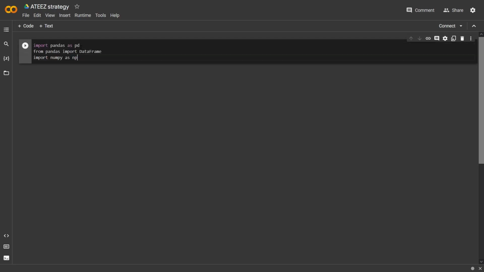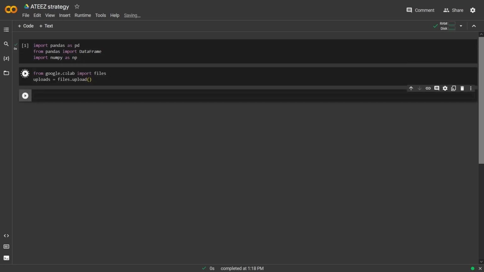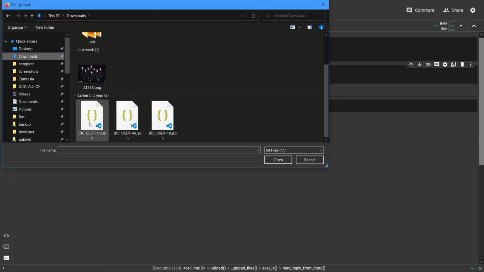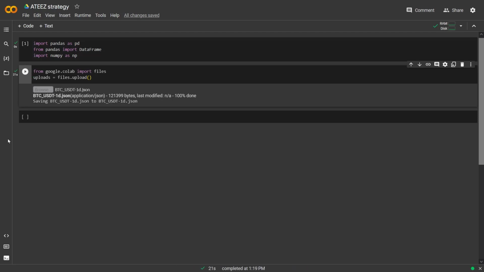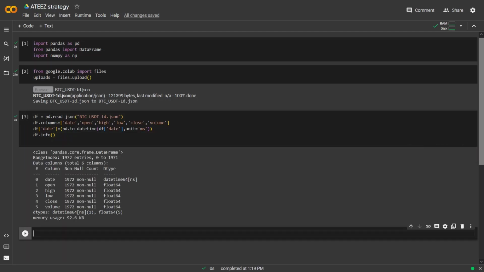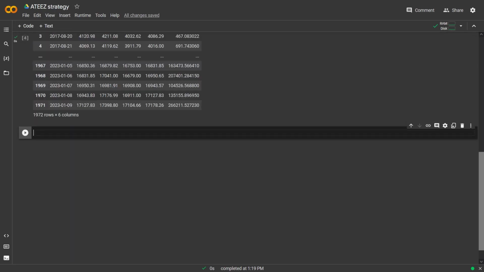And first I will import the modules that I need. Then I'm going to upload the dataset to Google Colab. And now that the dataset is uploaded, I will create the data frame and show only some high-level info here. But I can also show its contents, of course. Now this looks correct.